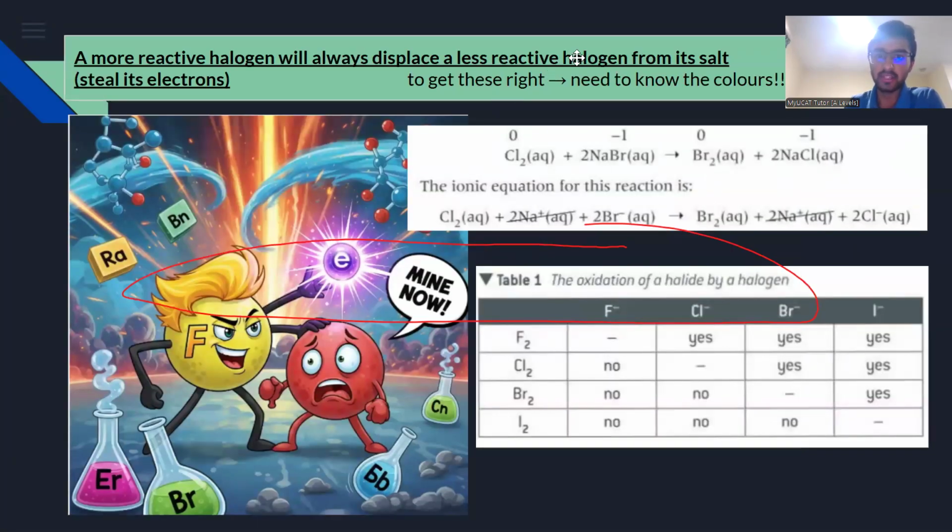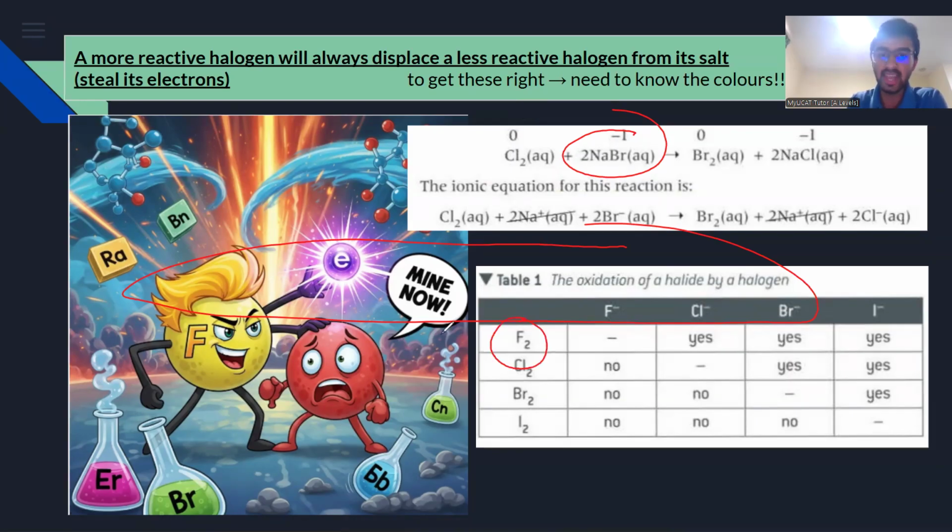Now, if we think about the reactions that can take place between these halogens, what we're saying is that a more reactive halogen is always desperate to take the electrons. So a more reactive halogen is always going to displace the less reactive halogen from its salt. So if we have, for example, sodium bromide, NaBr, well, chlorine is higher up, it's more reactive, and so chlorine is able to take the electrons from the bromide ion. It is able to act as an oxidizing agent and is able to become the Cl minus ion.